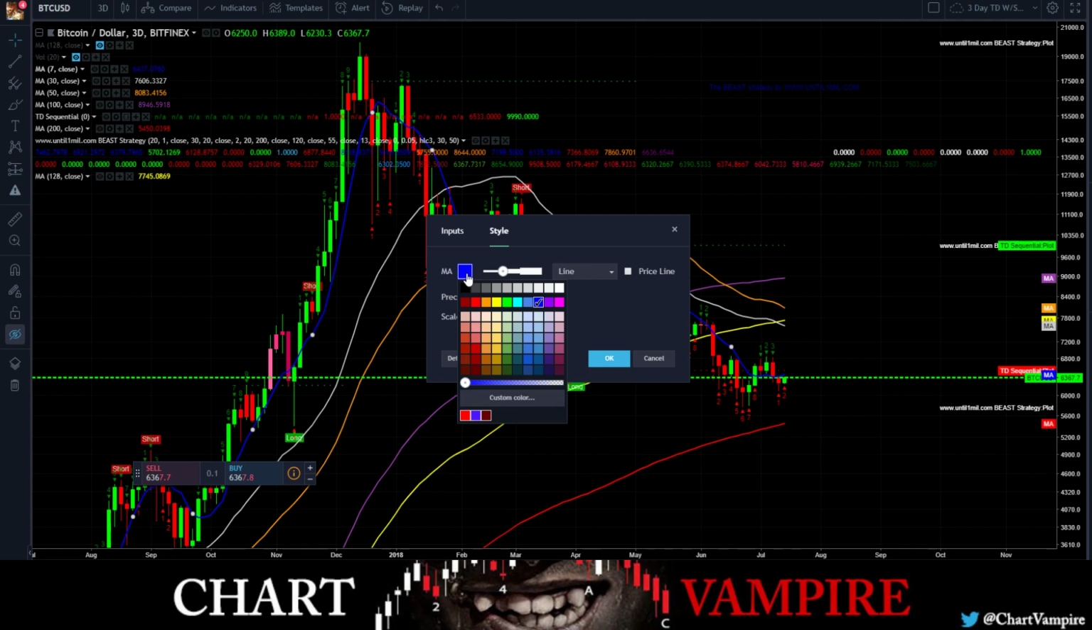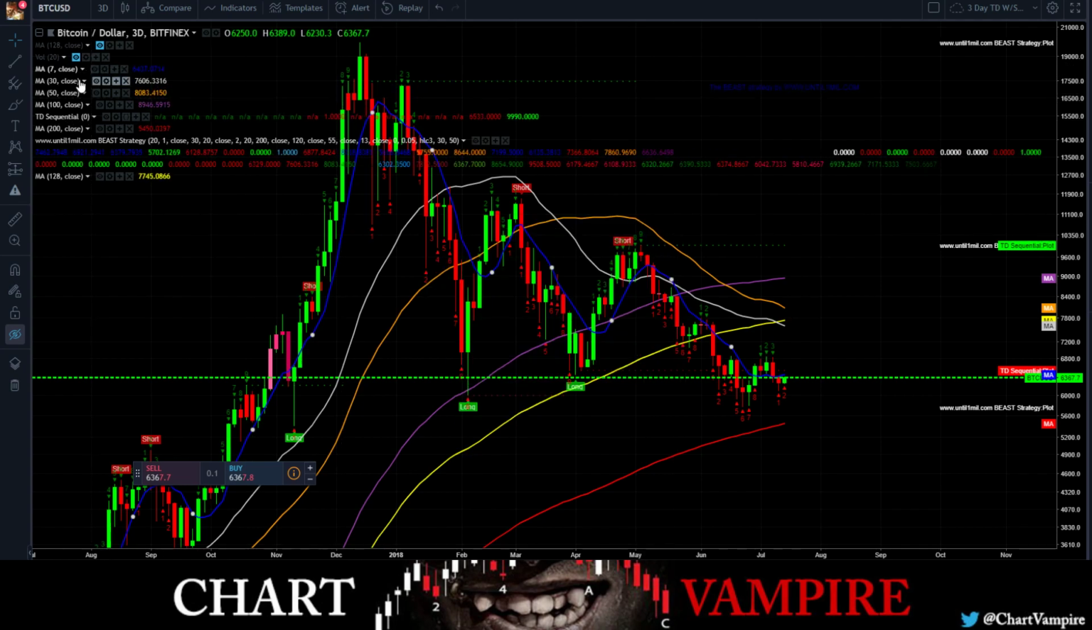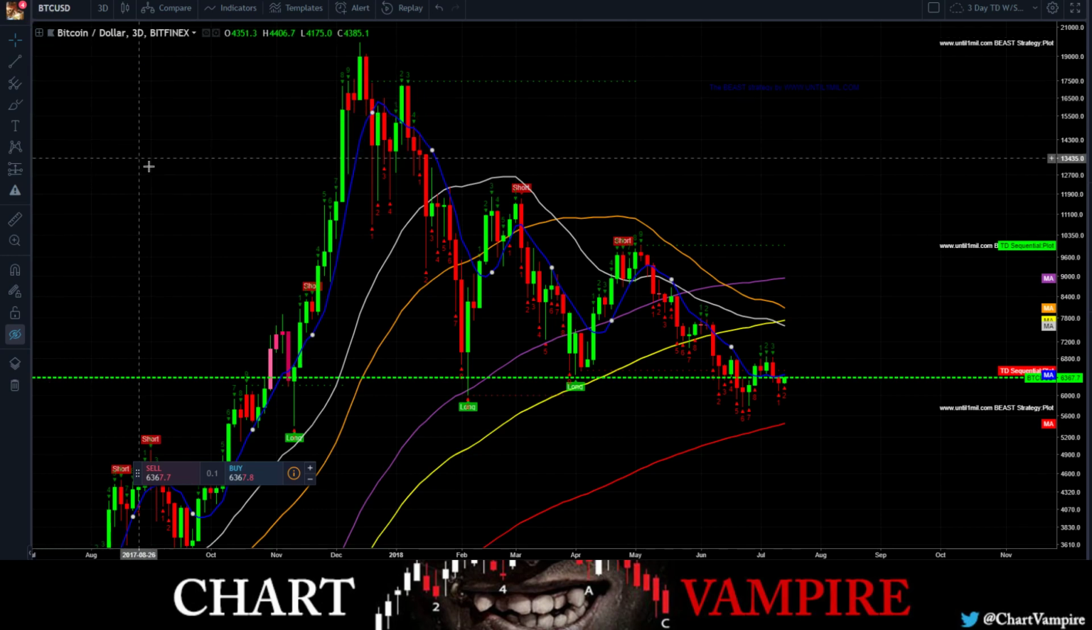For the 7, it's royal blue. For the 30, it is white. For the 50, it is orange. 100 is purple. The 200 day is red. And the 128 day is always yellow. You're only going to use the 128 day on your daily chart.